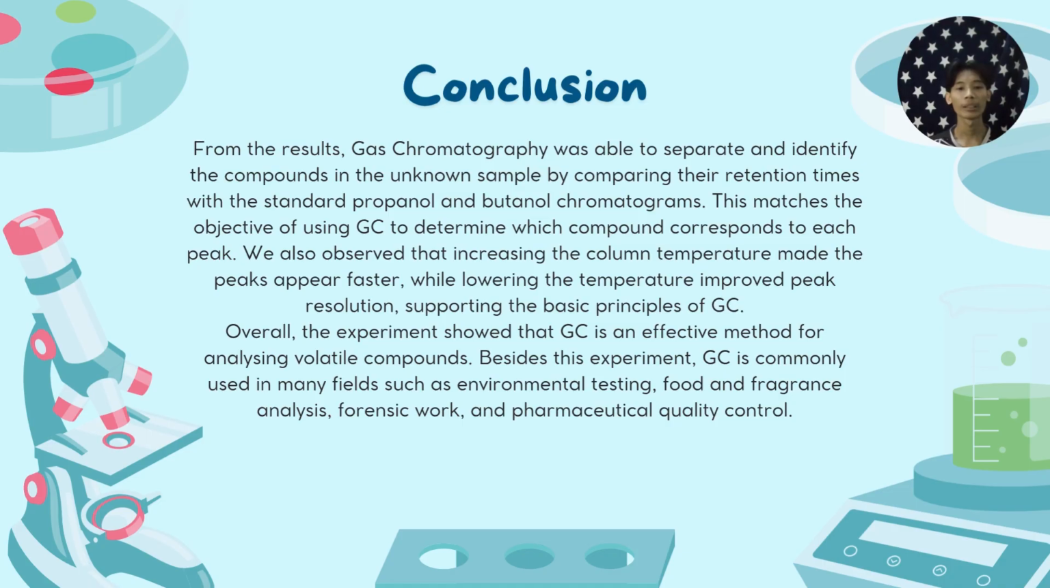by comparing their retention times with propanol and butanol. We also learned how temperature affects the result. Higher temperature speeds up elution, while lower temperature gives better peak separation. This finding meets the objective of the study and helps us understand GC in a practical way. Beyond the lab, GC is widely used in real applications such as environmental testing, food analysis, and forensic work, showing how important this instrument is in many fields.